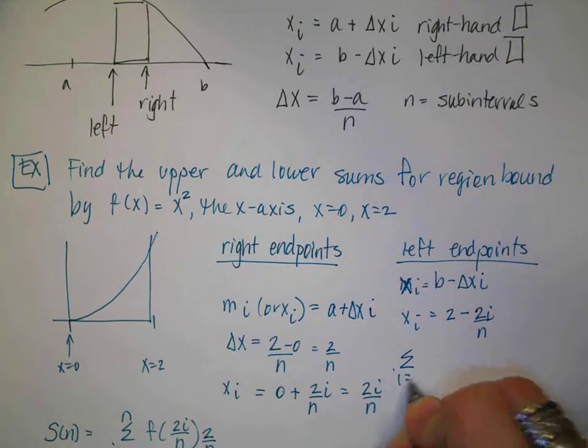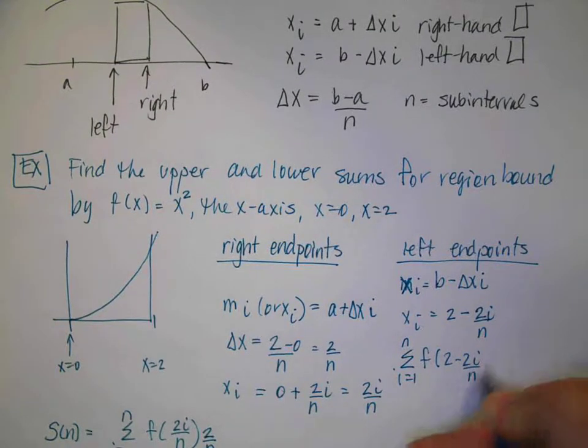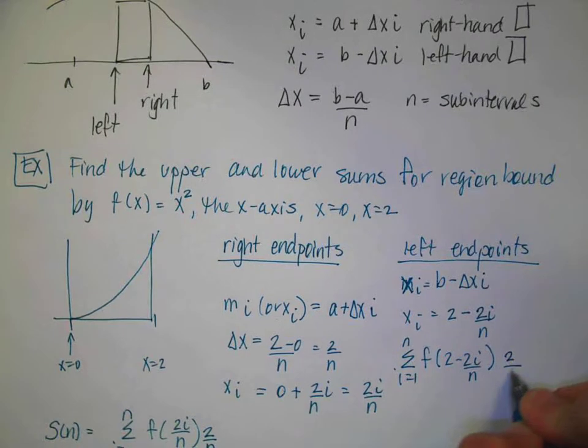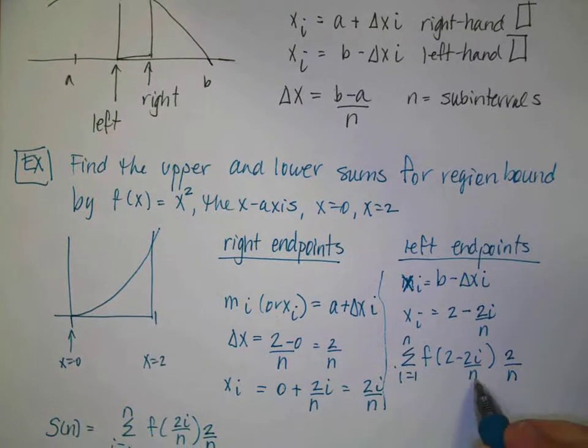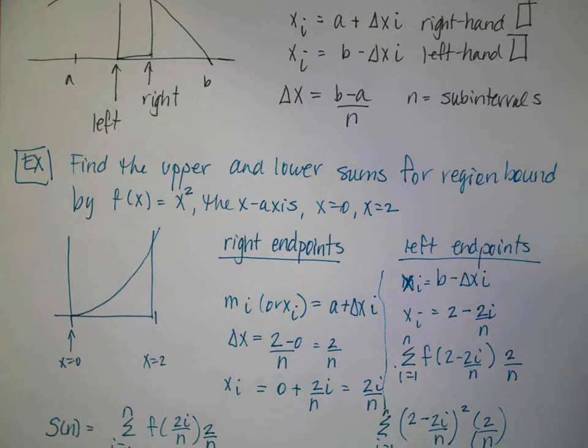So for my summation from i equals 1 to n of f of 2 minus 2i over n, times delta x, which is 2 over n. Alrighty? Sorry, I know that's kind of running amok. So if I evaluate my function, which was x squared, it's going to be 2 minus 2i over n, quantity squared, times 2 over n, and this is my summation from i equals 1 to n.